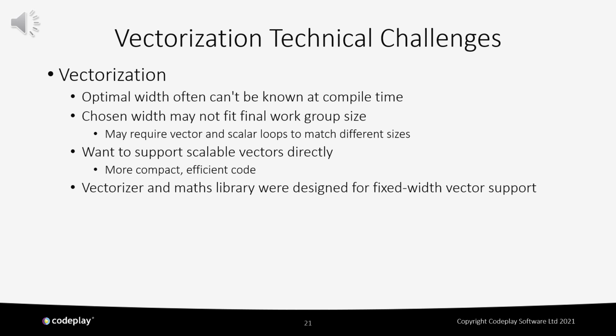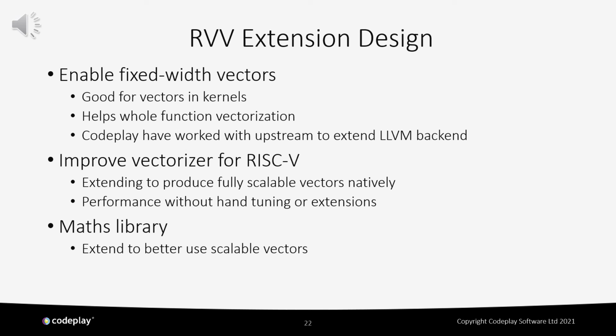Also, the vectorizer and mask library were originally designed for fixed width vector support. Codeplay felt that fixed width vectors were important to accelerate with this extension. They exist in OpenCL kernels anyway, and current auto-vectorization produces fixed width vectors. This will allow us to get good results early. Also, some cases may be difficult to move to output scalable vectors. We also want to improve the vectorizer for RISC-V so that we can produce fully scalable vectors natively. We want to be able to get this performance without hand tuning or extensions.